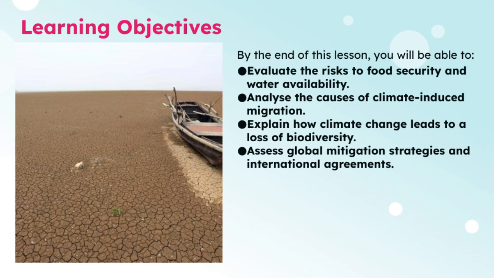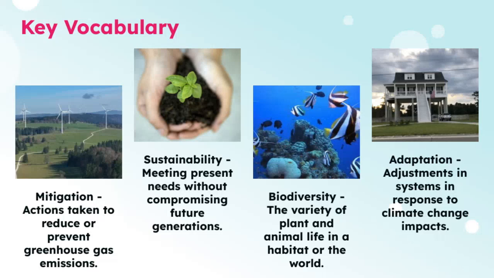Finally, you should be able to assess global mitigation strategies and international agreements. Mitigation means reducing greenhouse gas emissions to limit future climate change. We will look at alternative energy, carbon capture, afforestation, and the Paris Agreement. So today's lesson is about consequences, but it is also about solutions. Before we go further, let's go through the key vocabulary.